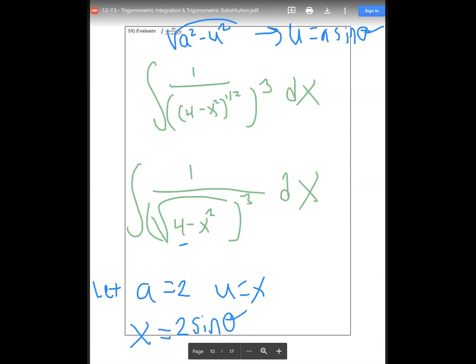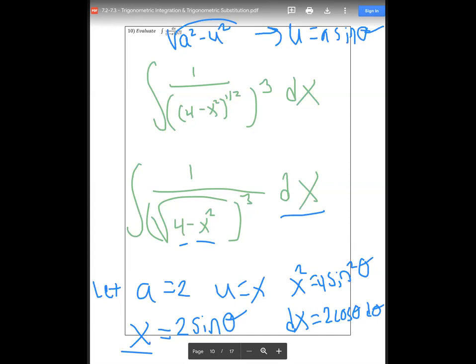Now what we're going to do is fill in the missing spots. Notice how this problem has a dx and an x squared. So x squared is just 4 sine squared of theta, right? All I did was square this. For dx, let's just take the derivative of x. The derivative of 2 sine of theta is 2 cosine of theta d theta. It's that simple. And then finally, we're going to figure out the radical part, because the whole point of this is to plug every sine or cosine into the original problem to make it easier to solve.